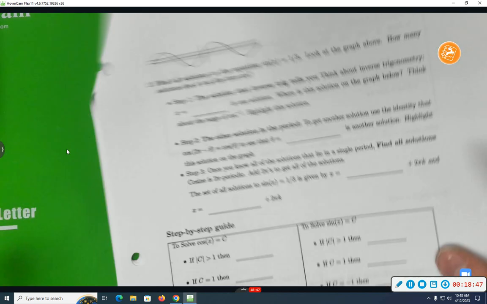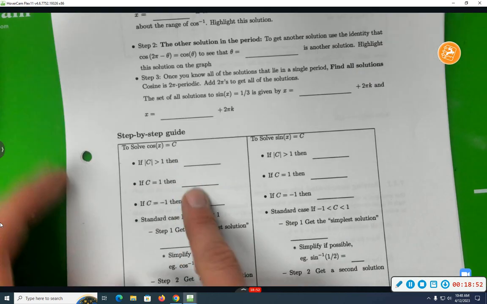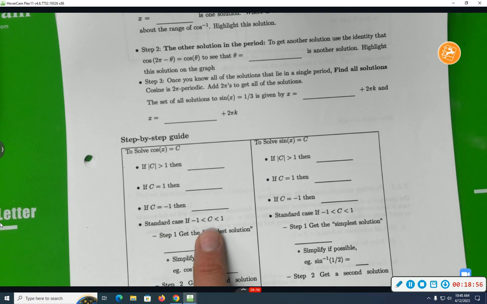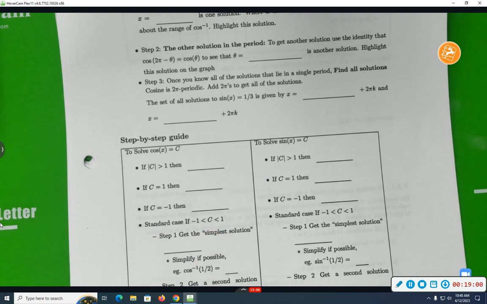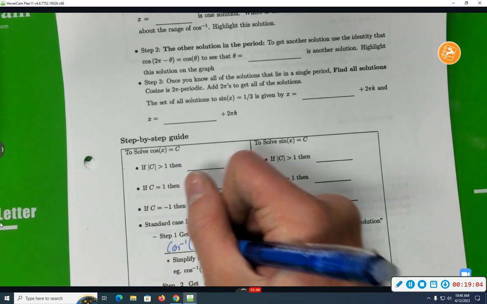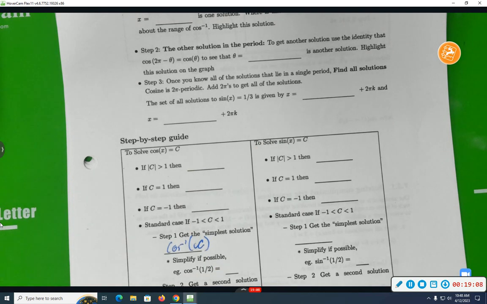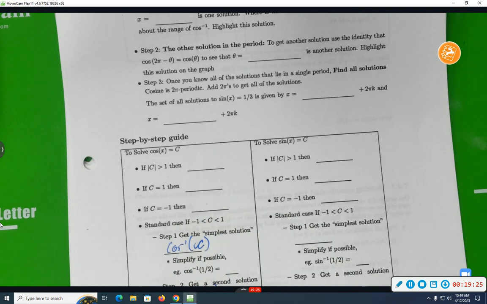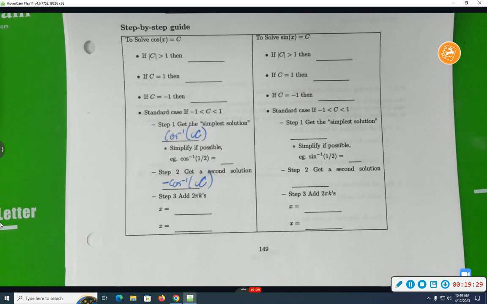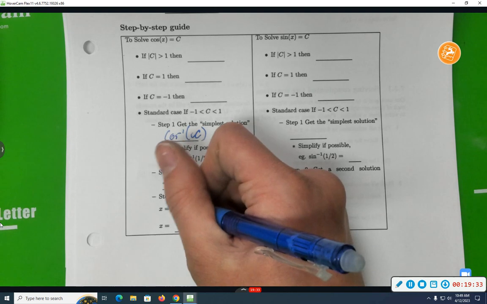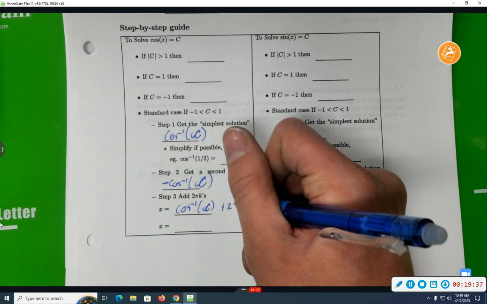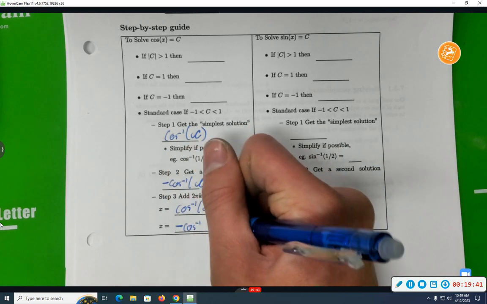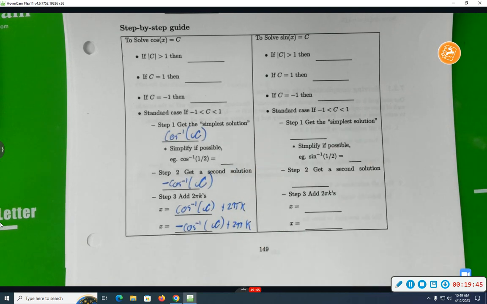So, flow chart. Let's suppose you want to solve cosine of x is equal to a number. The general case, which is labeled as the standard case, is if this number c is between negative 1 and 1. Then the steps you should follow: step 1, find the simplest solution, namely cosine inverse of whatever that c is. Whenever one asks you to solve cosine of x is equal to a number, take inverse cosine of that number, that's a solution. We just need to find a second solution. Stick a negative in. Next, once you find those two solutions, add 2 pi k's to get all the solutions. So that's the generic case.